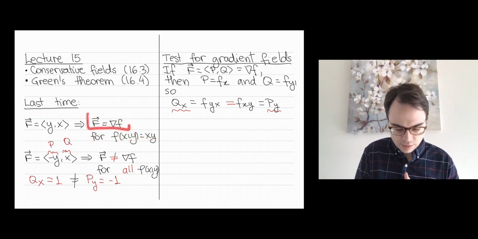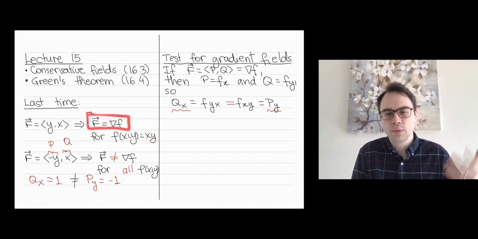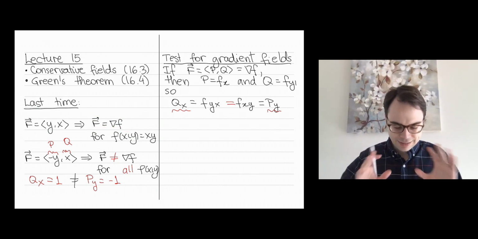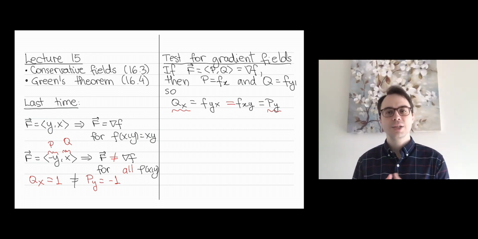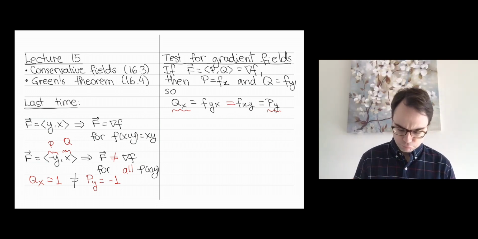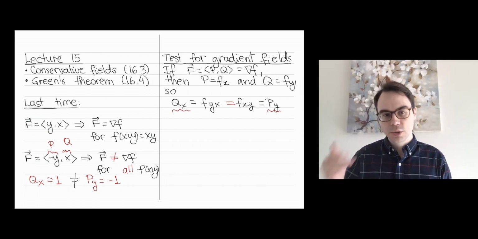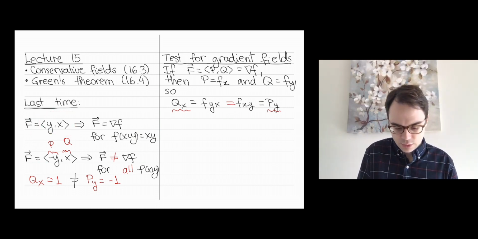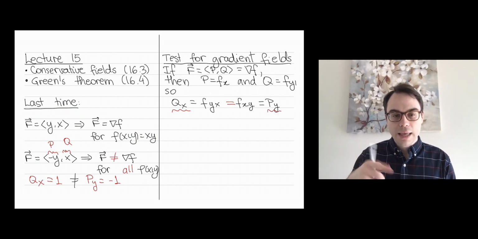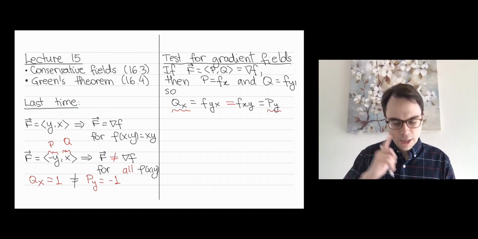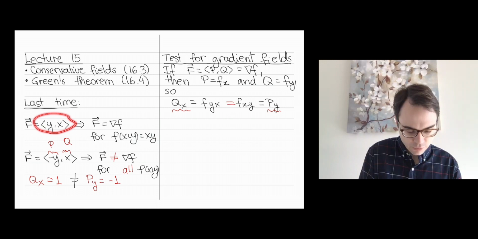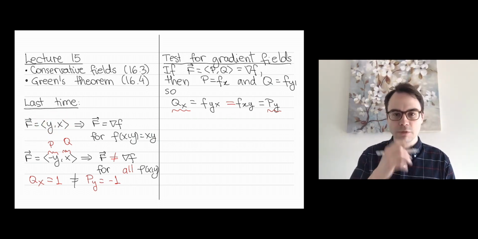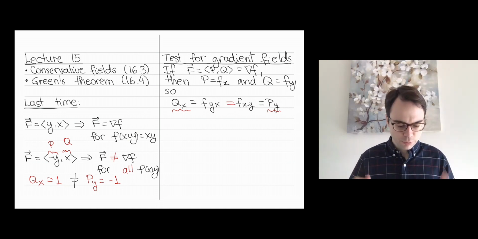That there exists some potential, maybe which I'm unable to find right now, but can I be sure that there at least exists one? And the answer is not always. So in this example you can, because this vector field satisfies that q sub x is equal to p sub y, and another extra condition, namely it's defined at all points in the plane. There's no division by 0 or anything.